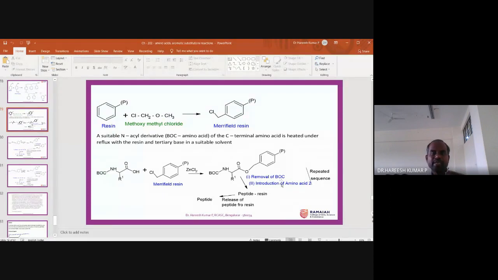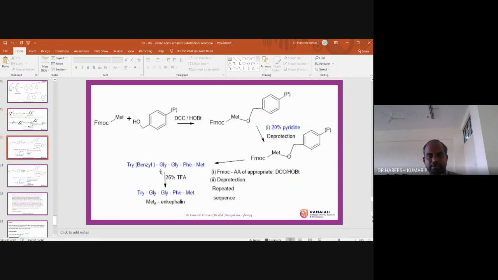So now I am taking two examples. In those two examples, I am employing the solid phase peptide method to synthesize a pentapeptide. More particularly, these are called enkephalins. I will go to the next slide, which will give you the method of synthesis of a pentapeptide by solid phase synthesis.